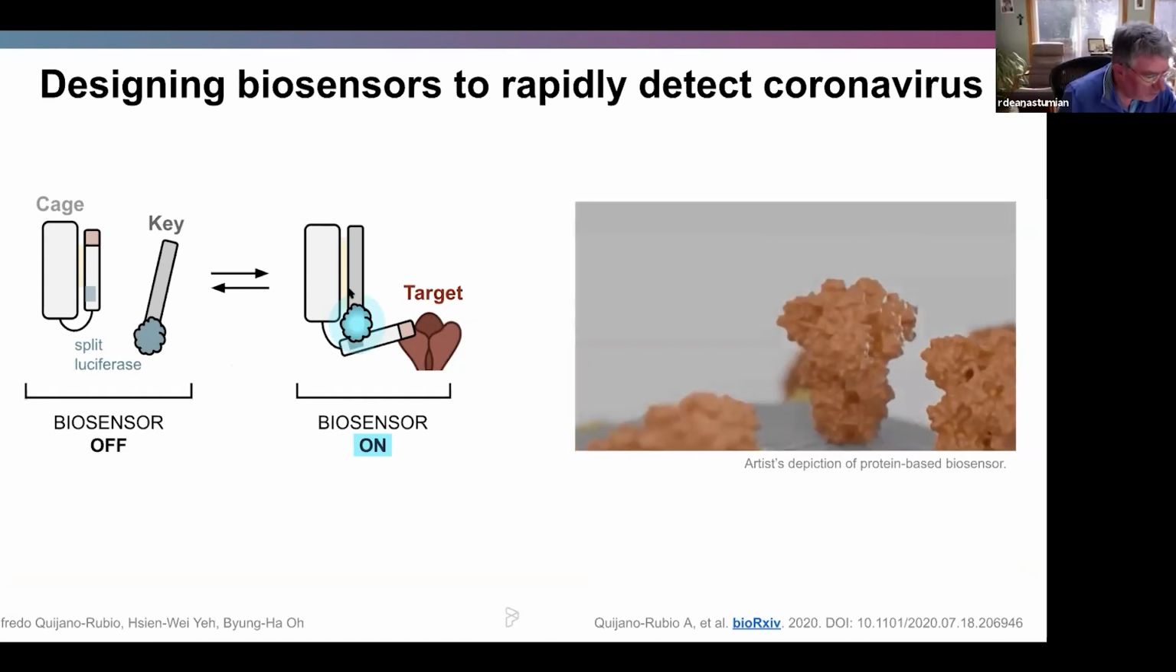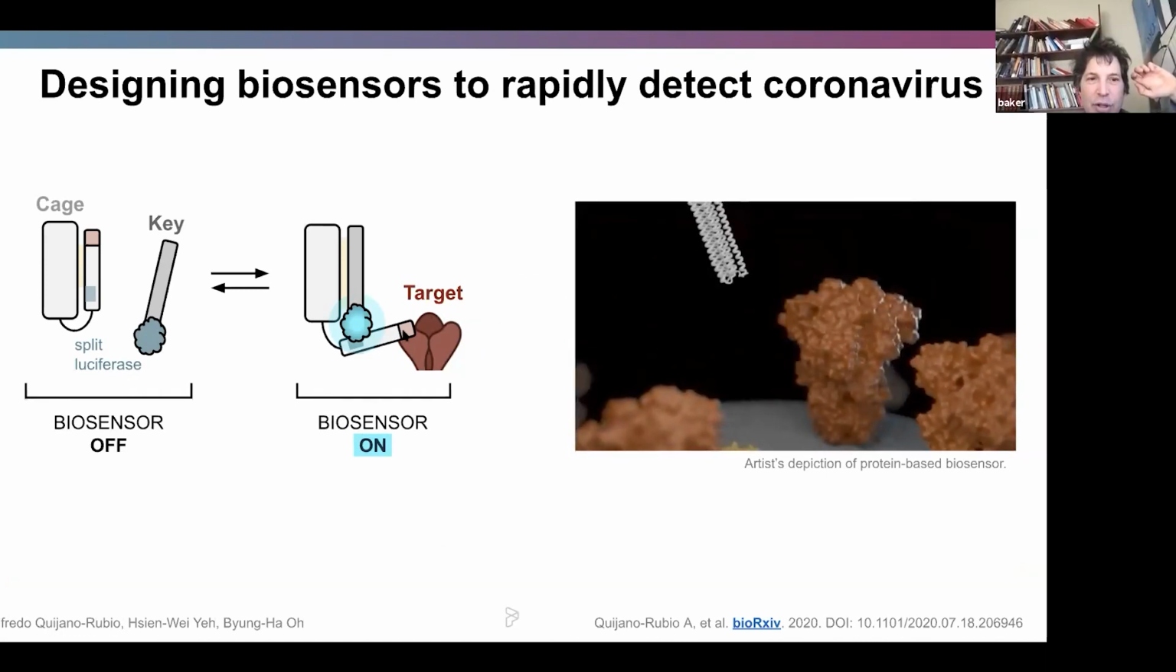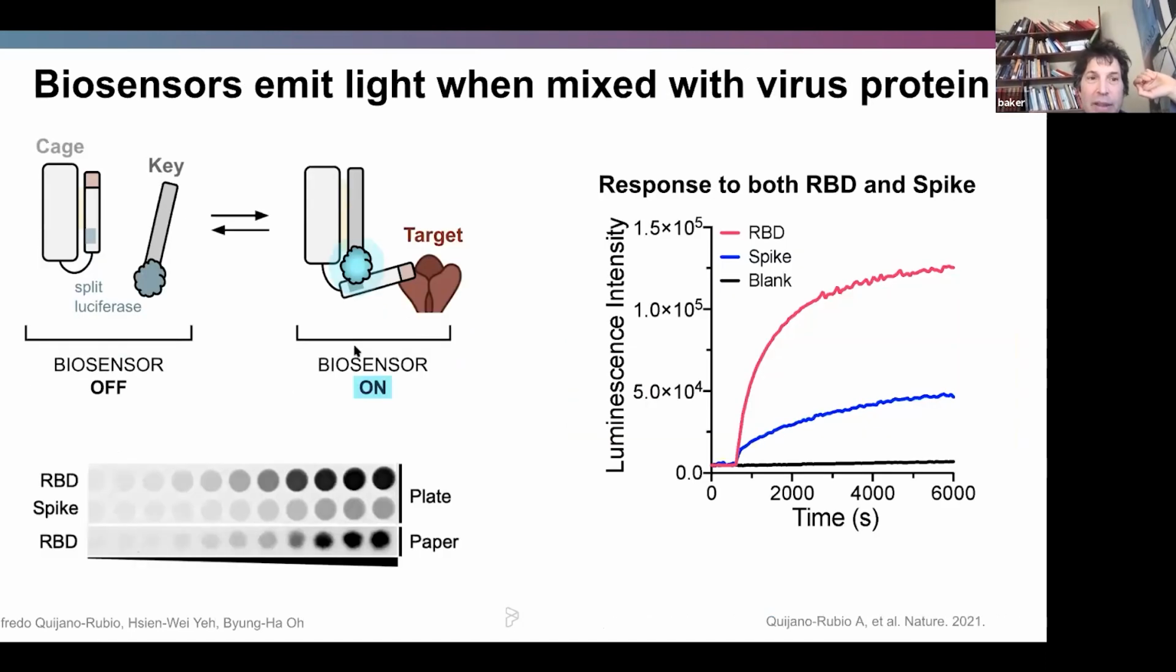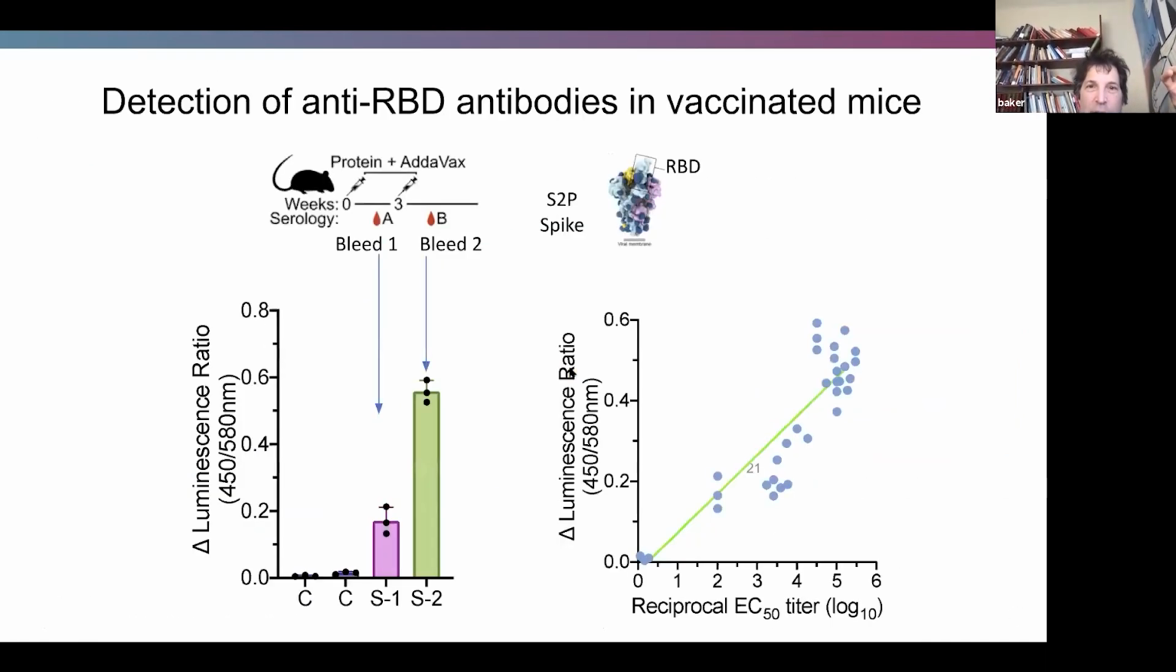When this thing opens up, it allows reconstitution of an enzyme called luciferase, which generates light. And this works really well. If you take this molecular device, it doesn't emit light, but you add the virus or the RBD or the spike, and you get this rapid increase in luminescence. So we can design these multi-state devices that emit light in one state.